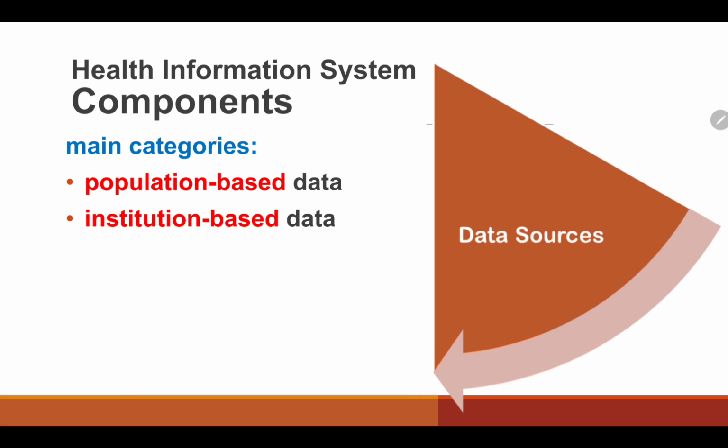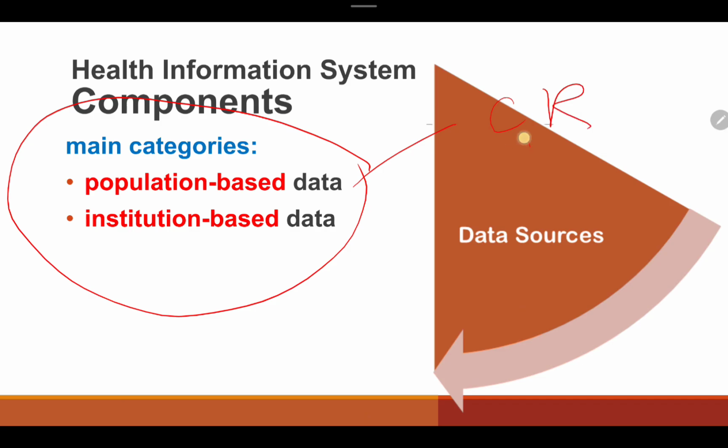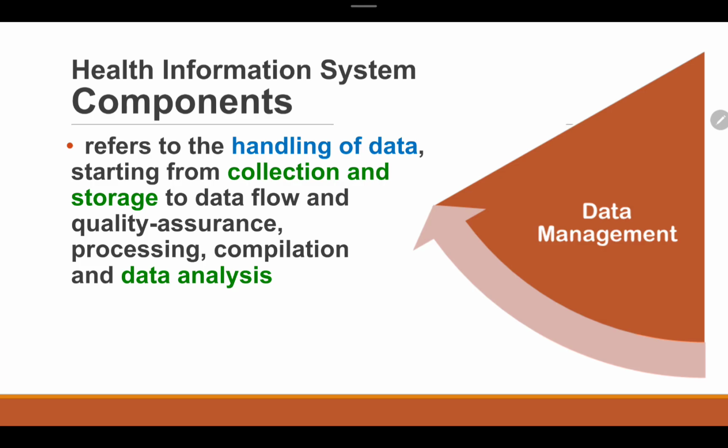So once again, the occasional health surveys, research, and information are not classified under the main categories, but they can provide useful information too. Basically, when you say population-based, these are civil registration, census, and population surveys. When you say institution-based data, these are your individual records, resource records, and service records. The occasional health surveys and research are not included.